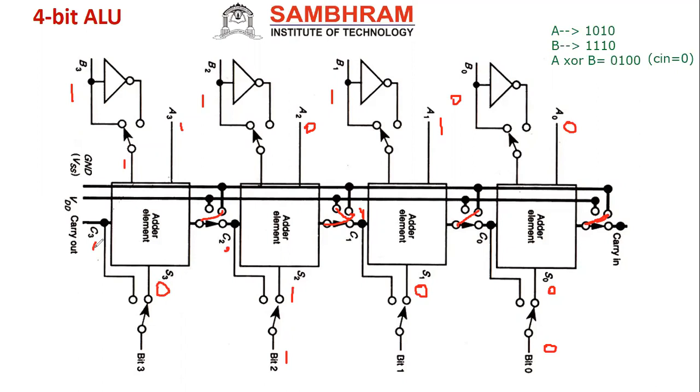Yes. So now this is the output I got as XOR gate. You got it now? 0, 1, 0, 0. You see this? 0, 1, 0, 0. This is the XOR.